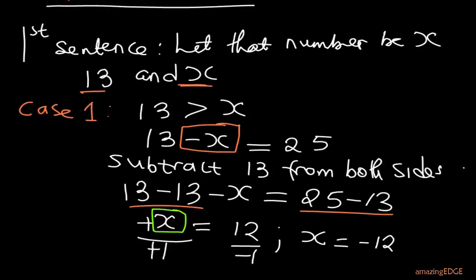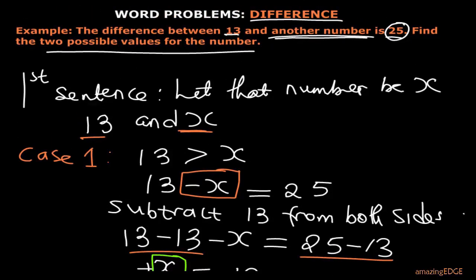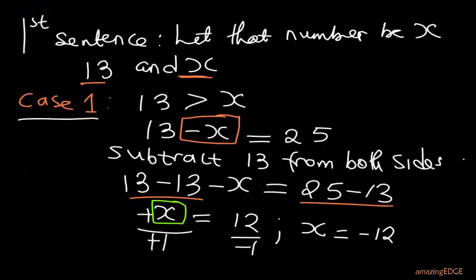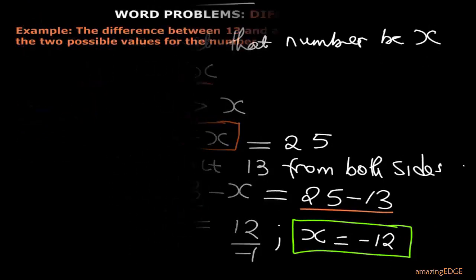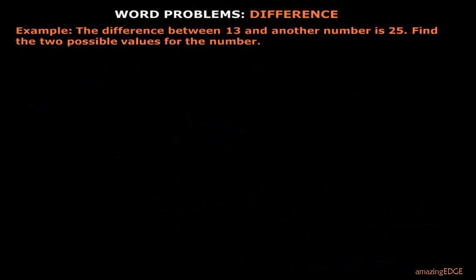So this will be the situation if we are working on case 1. Remember, that's why the question says find the two possible values. So we can have two possible values for that unknown number. So this is one of the possible values, minus 12. So we look at another case. Let's say case 2.